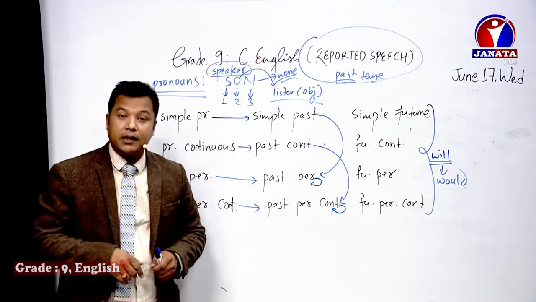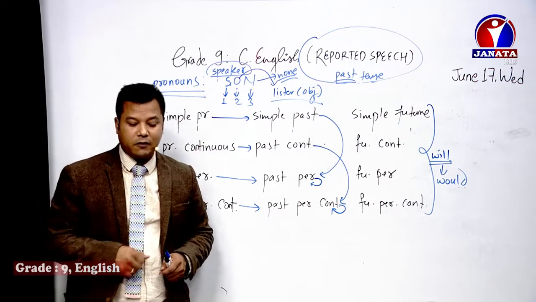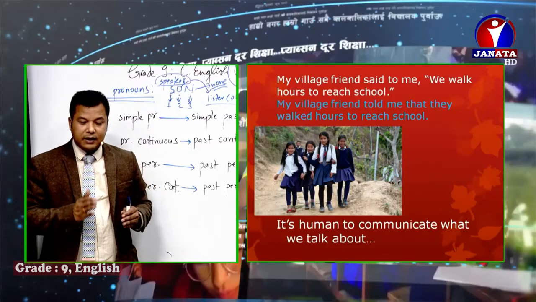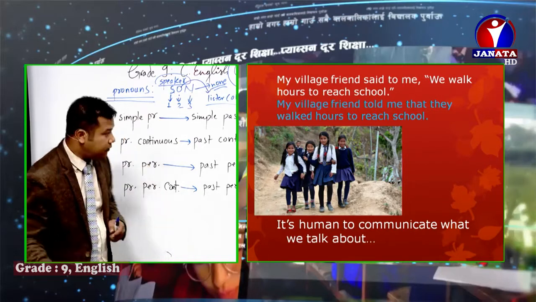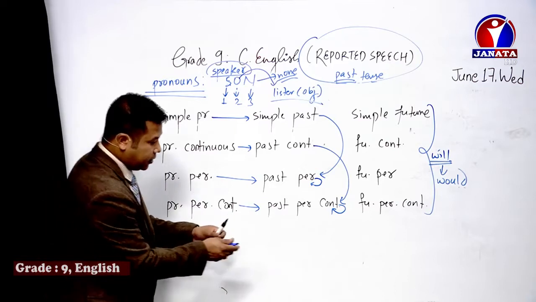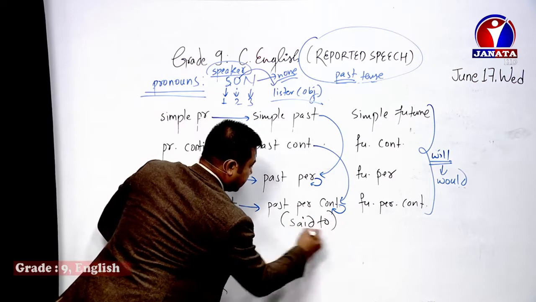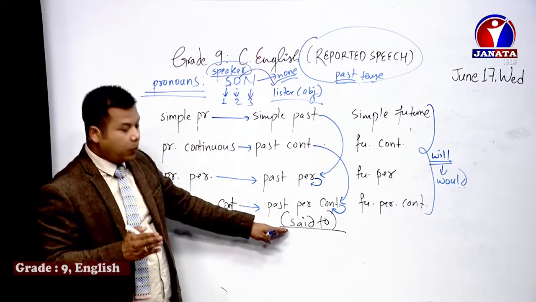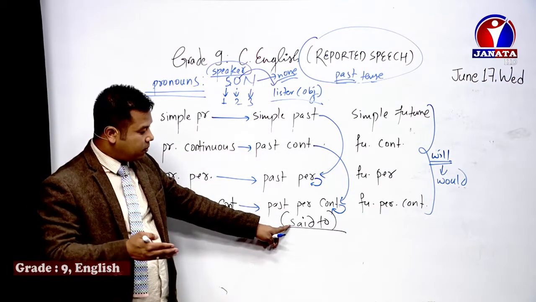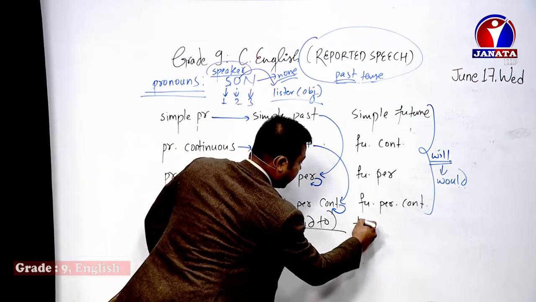My village friend said to me, we walk hours to reach school. So look at this first example, in white texture. My village friend is the speaker. Said to is the reporting verb. With the reporting verb, if I can just draw it here, I think this is covered. See, said to. Basically, said to is always a reporting verb to show the example of direct speech. But once you transform the direct speech into indirect speech, said to becomes told.